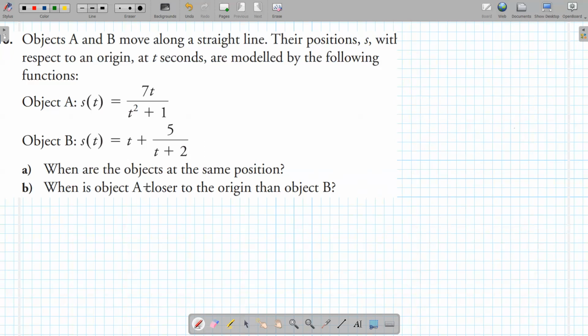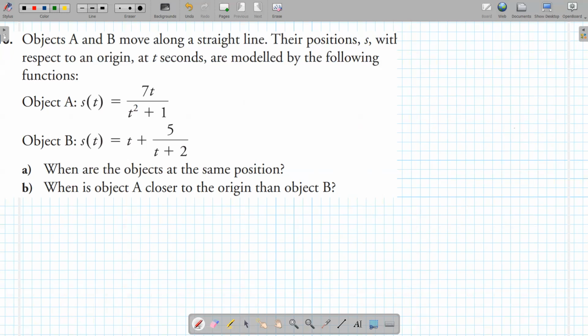B is a more interesting question. When is object A closer to the origin than object B? What does that mean? What do you think that means? We can graph it, right? We can graph it, but basically the idea is, when is that thing closer to the origin? Just closer to the origin in terms of its distance compared to the other curve.